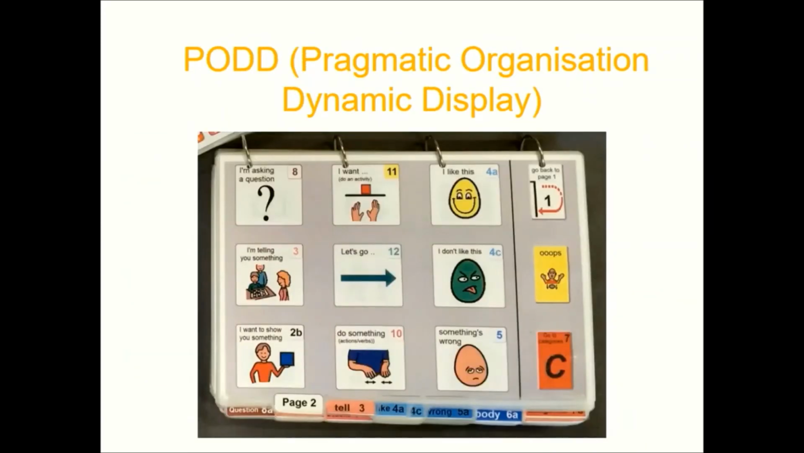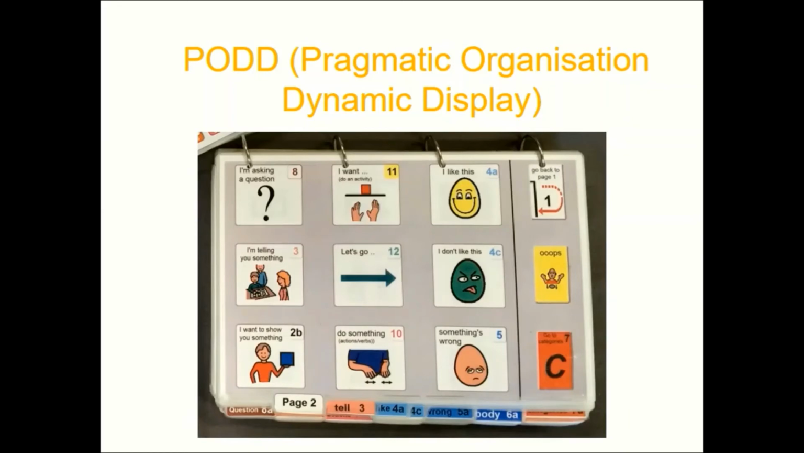Another more formal system you might have heard of is POD. That's Pragmatic Organization Dynamic Display. Again, this is a whole system that does require training. So if you're interested, please look it up. And essentially, this communication book or chart is laid out according to a language function, a communication function.